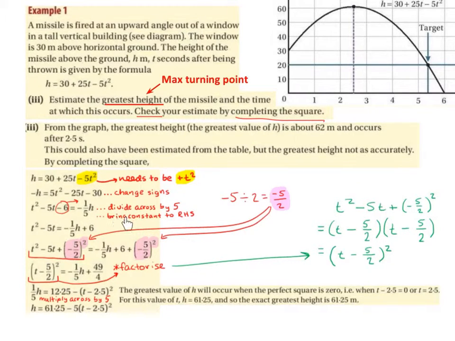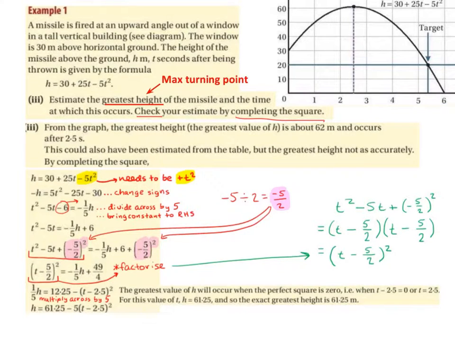Next, we're going to bring the constant over to the right hand side. The constant is minus 6, and it comes over and becomes plus 6. So we still have the t squared, we still have the minus 5t, and the minus a fifth h is still on the right hand side, and now the minus 6 comes over and becomes plus 6.